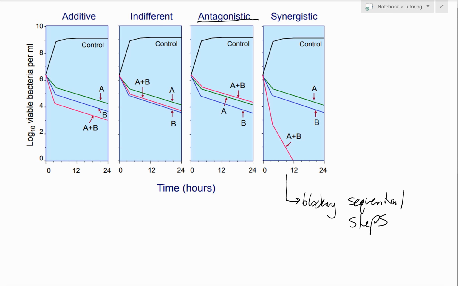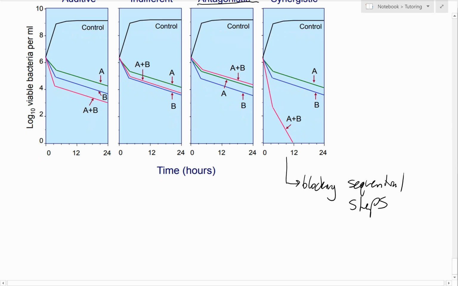The example we have is sulfonamide with trimethoprim. They both act on folic acid synthesis, but in different steps of that pathway, and they're particularly effective in protozoal parasites. The other way it can happen is they can inhibit enzymatic degradation.